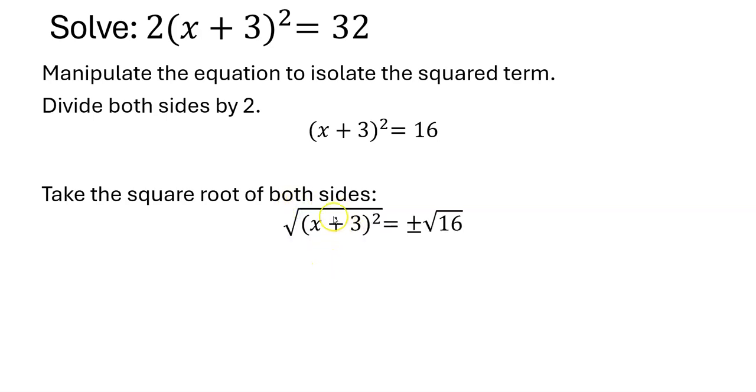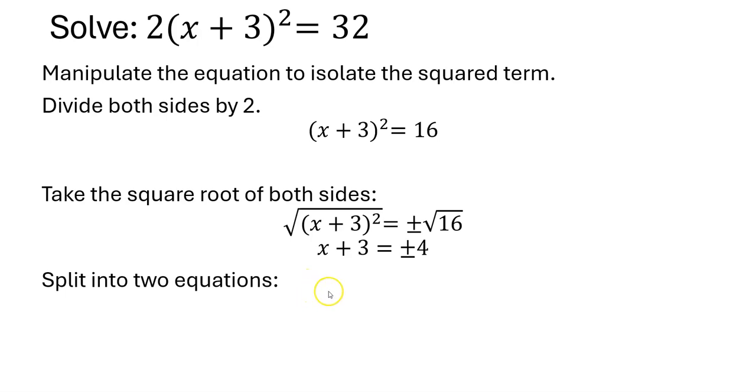That leaves me with the square root of x plus 3 squared equals plus or minus the square root of 16. Well, the square root of x plus 3 squared gives me x plus 3, and the square root of 16 is 4. So I now know that x plus 3 equals either positive 4 or negative 4. We need to get x by itself, so we're going to split this into two equations. Either x plus 3 equals 4 or x plus 3 equals negative 4. To solve those, I simply subtract 3 from both sides. So I know that x equals 1 or x equals negative 7.